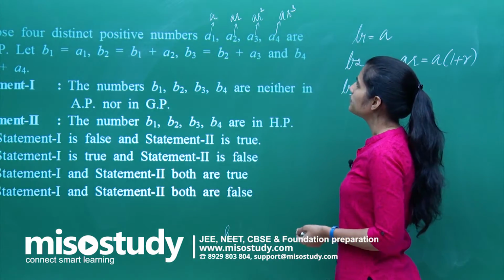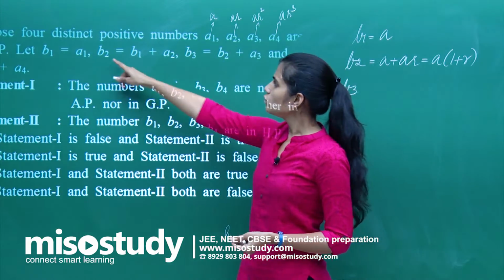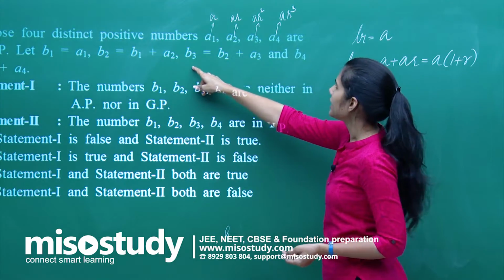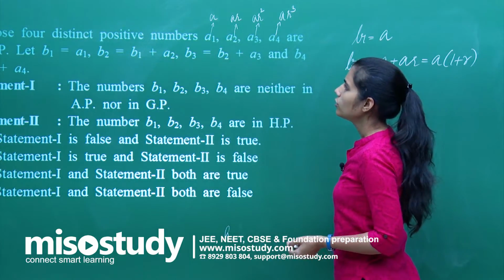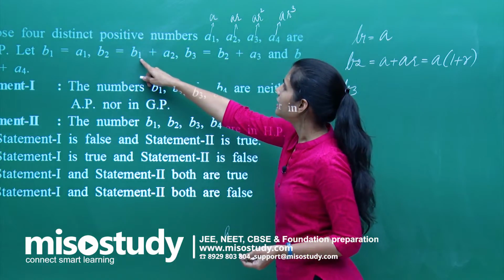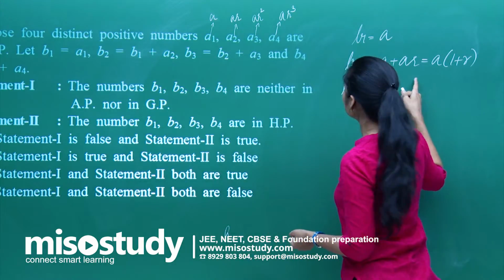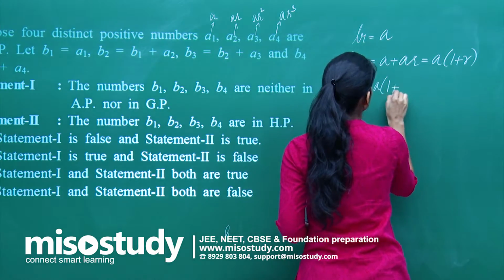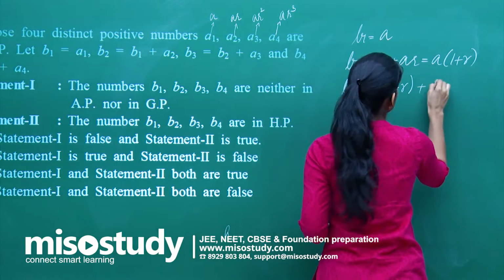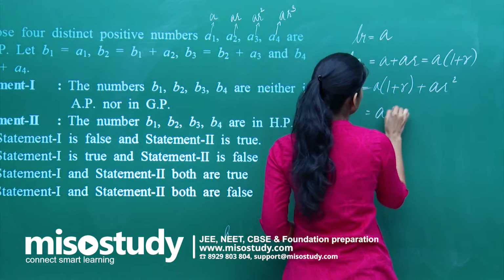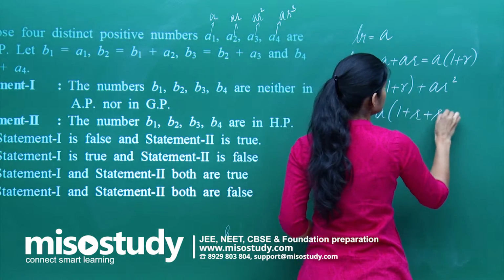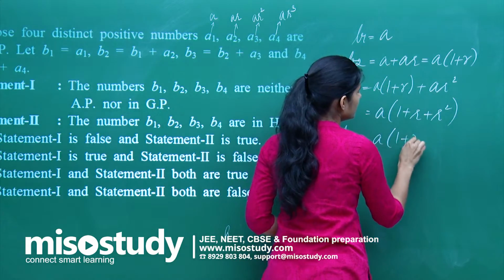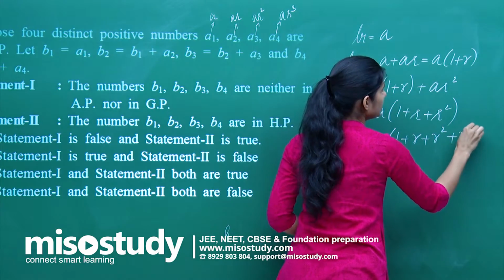B3 is what? B3 is B2 plus A3. B2 is B1 plus A2, and we've already written that. So B3 is a plus ar plus ar square, which means a(1 plus r plus r square). And similarly you get B4 as a(1 plus r plus r square plus r cube).